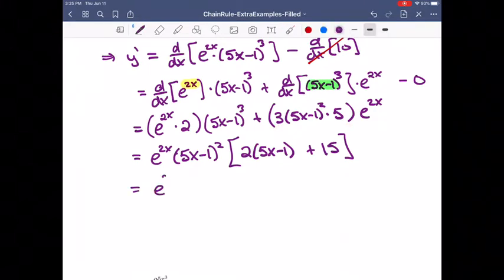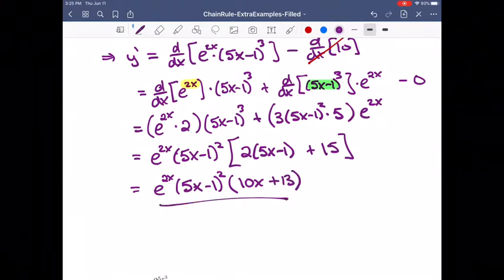So simplifying inside those brackets gives me 10x minus 2 plus 15, which is plus 13. So that would be my derivative.